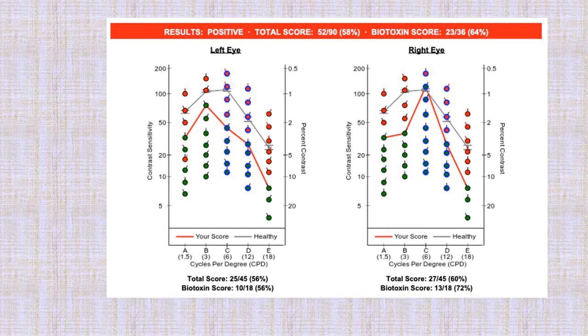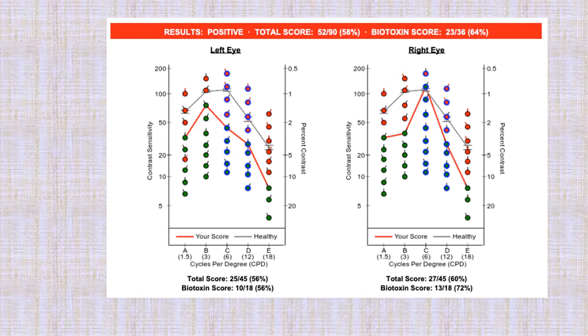Columns C, D, and E are the ones that I pay the most attention to for the biotoxin score. The patient should have scored somewhere along the gray line, and she did not. Her results are that red line. So concerning, we definitely need to work on this. And then what we do is we give binders, and 2 to 3 months later we repeat the test and we see how she's doing.